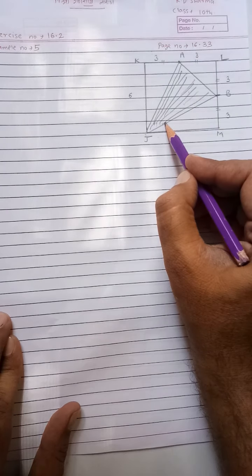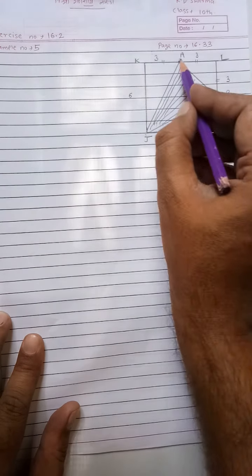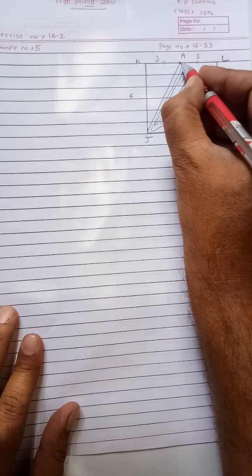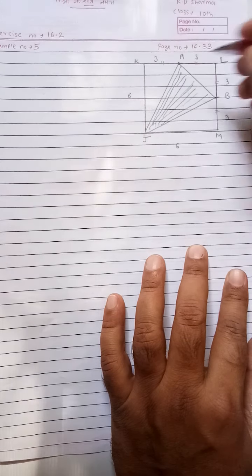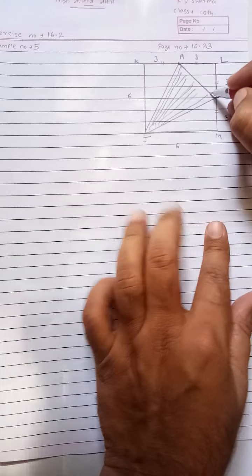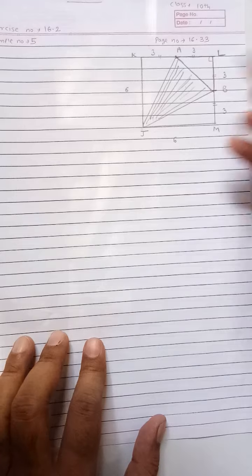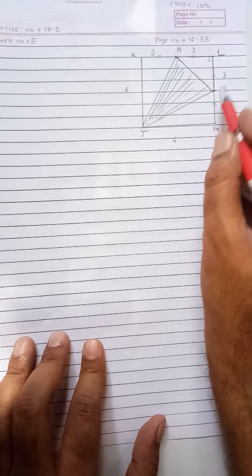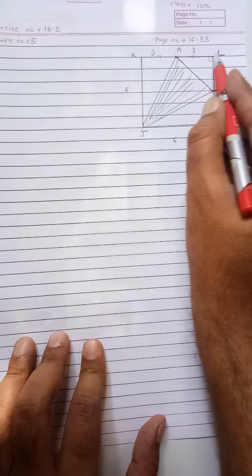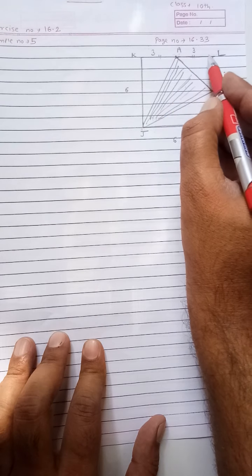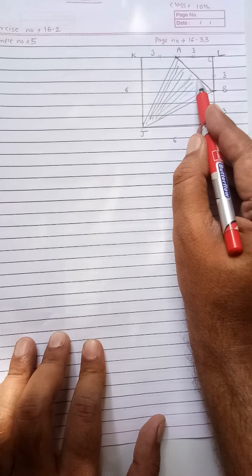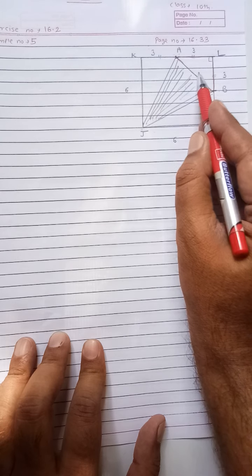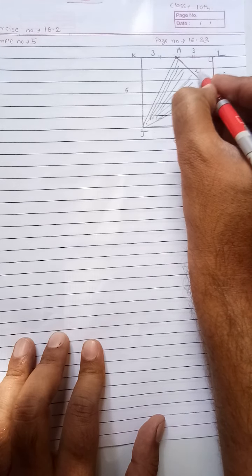How to find the area of triangle JAB? Observe the triangle ALB. Only observe the triangle ALB. In the triangle ALB, we know that this one is a right angle. Then AB square equals AL square plus BL square. Then AB square equals 3 square plus 3 square. Then AB square equals 9 plus 9. Then AB square equals 18. Then AB equals under root 9 into 2. Then AB equals 3 root 2.